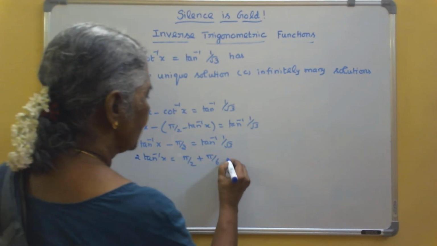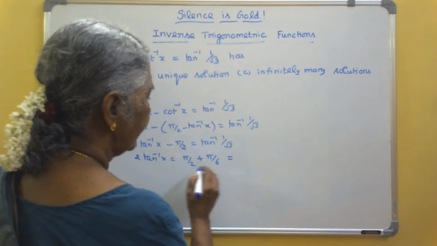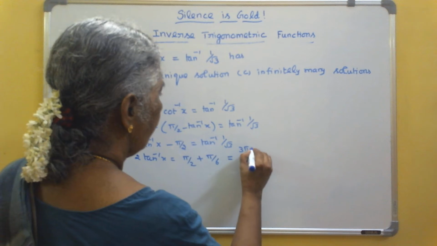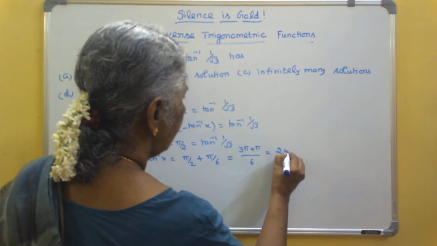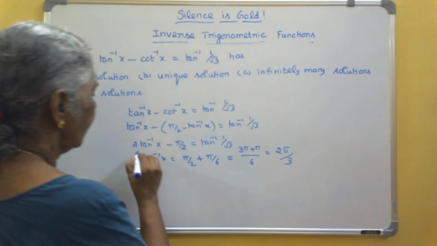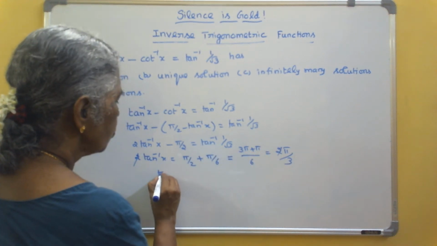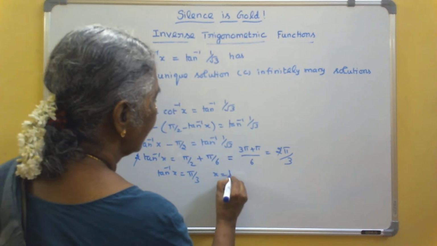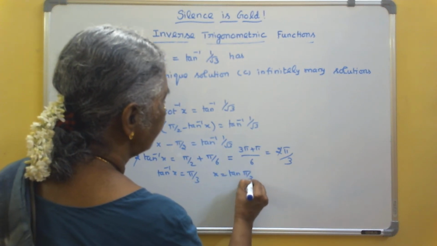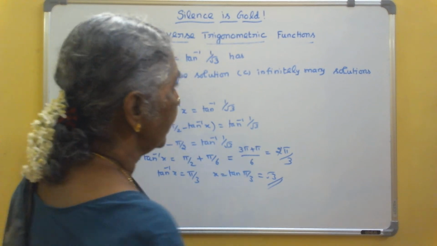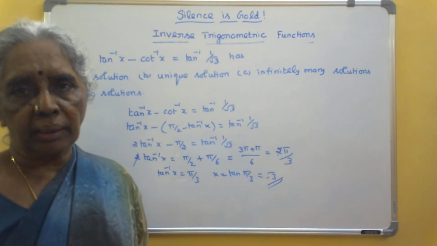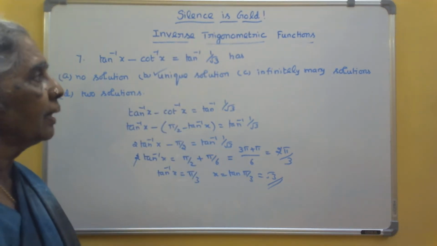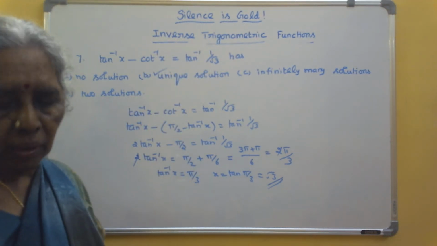So pi by 2 plus pi by 6, what will we get now? 6 is the LCM here. So I will get 3 pi plus pi, which will be 2 pi by 3. This 2 and that 2 will go, so I will get tan inverse x is equal to pi by 3. So x is equal to tan pi by 3, which is equal to root 3. So I get only one solution. Okay, so here I can mark B as the correct answer, unique solution.